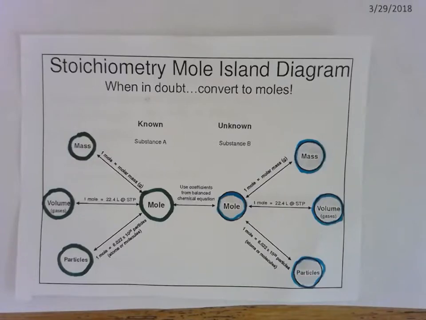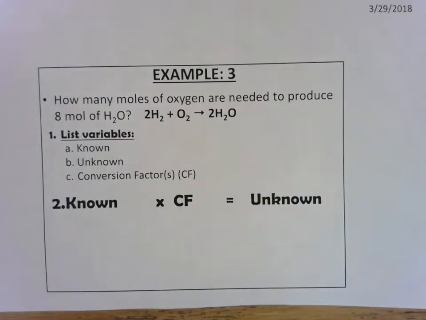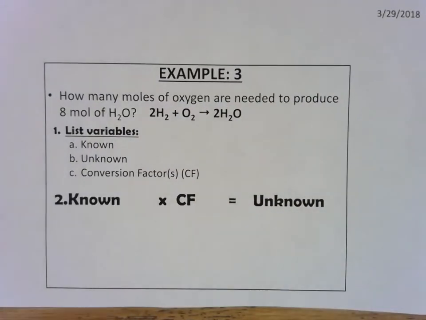Continuing on, using stoichiometry in the mole island to solve simple stoichiometry problems. We are now going to work on example number 3. Example number 3 is a little bit different. It says how many moles of oxygen are needed to produce 8 moles of water. So my chemicals are different this time.